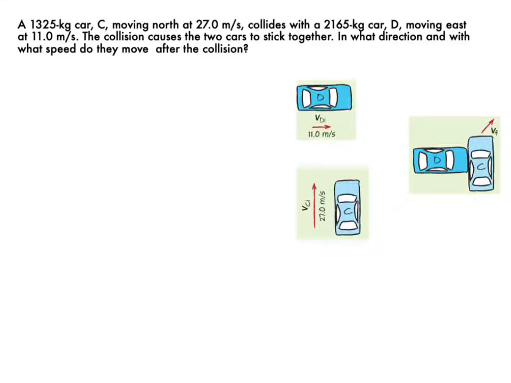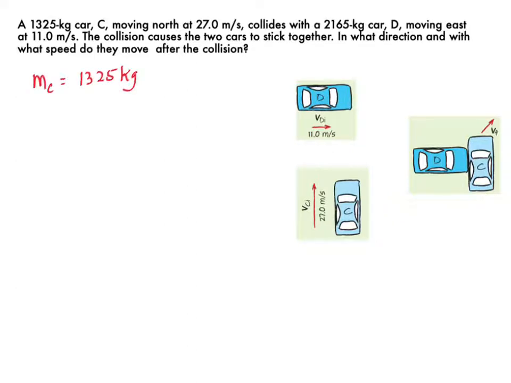In this problem, we will see how to solve a two-dimensional collision problem. We have two cars here, car C and car D. Car C is moving along the y-axis, whereas car D is moving along the x-axis. They collide, and after the collision, the two cars stick together. That means they are going to move together. In what direction and at what speed do they move after the collision?